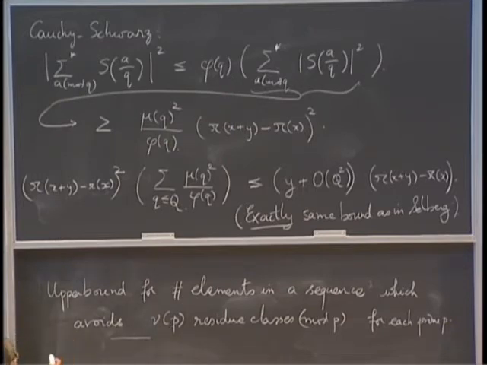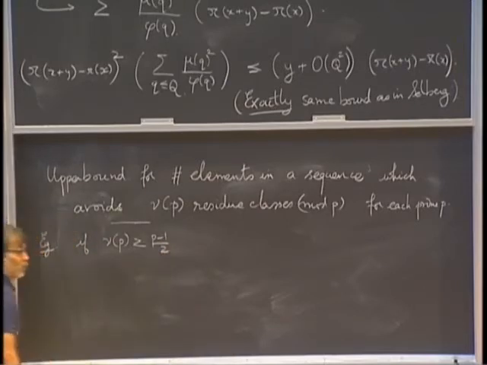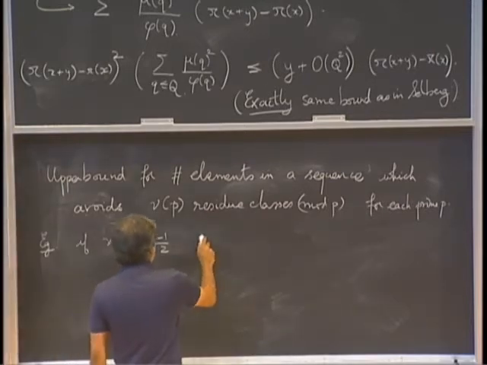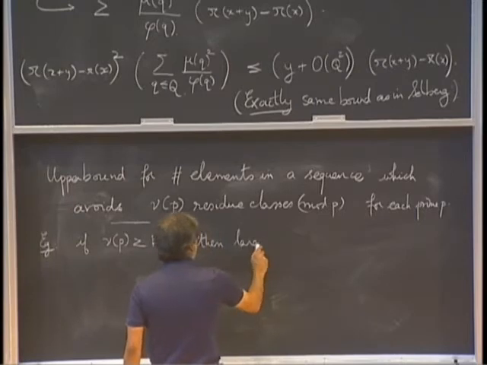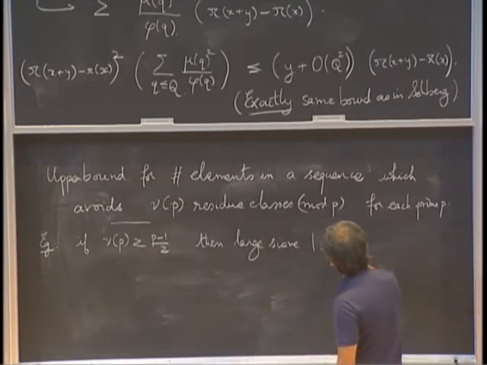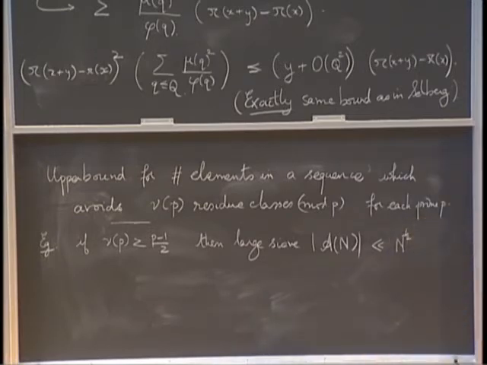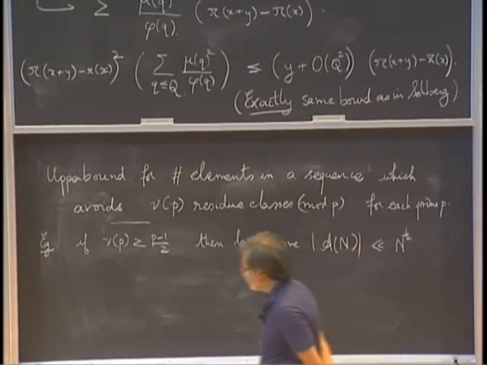So in this way, there are other situations where the large sieve is quite powerful. So for example, if you have a sequence with nu of p at least, say, (p minus 1) over 2, so something quite big, you're omitting quite a few residue classes mod p for each prime p, then the large sieve would say that if you have such a sequence A, then the number of elements in your sequence A up to n would be bounded by something like square root of n. Okay?